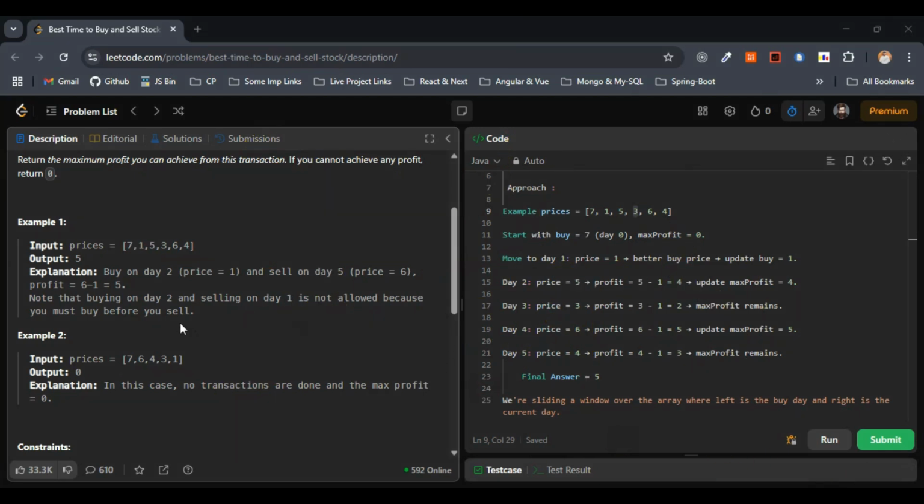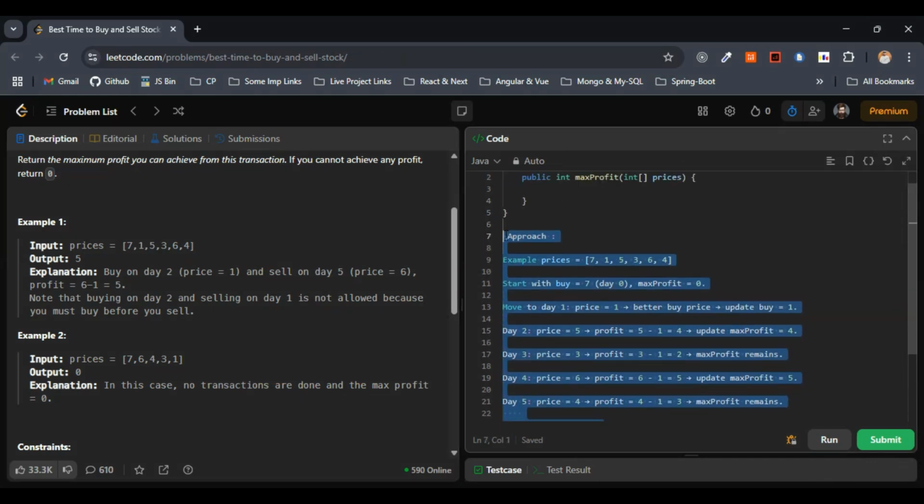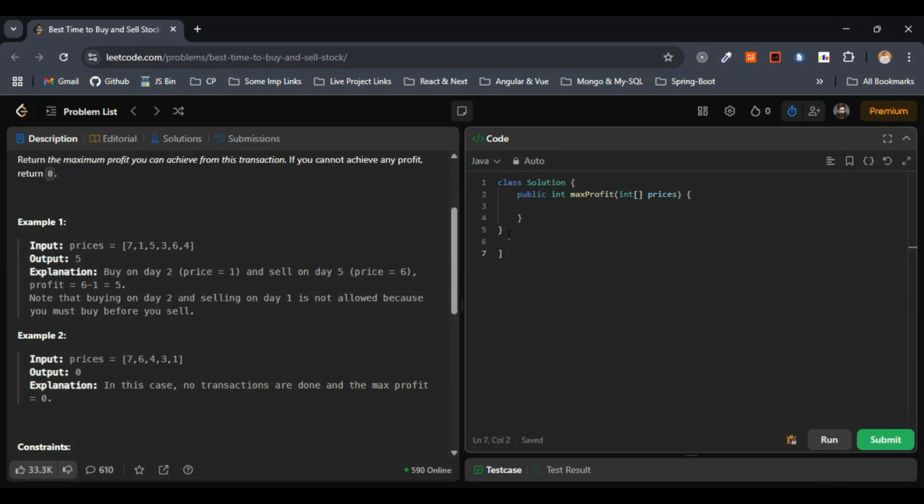I hope the approach part is completely clear, right? As we have discussed, we will be going with a sliding window with two pointers. Let's quickly discuss the complexities now. Once we understand the approach, it will be very easy to write the code. So let's discuss the complexities first, and then let's write the code.